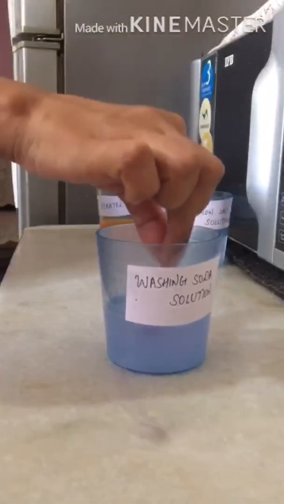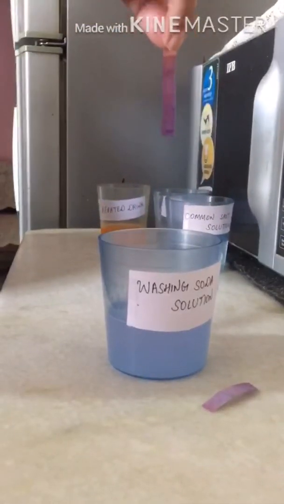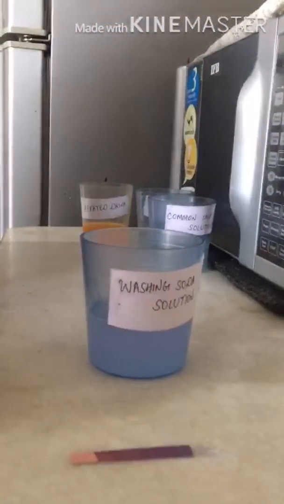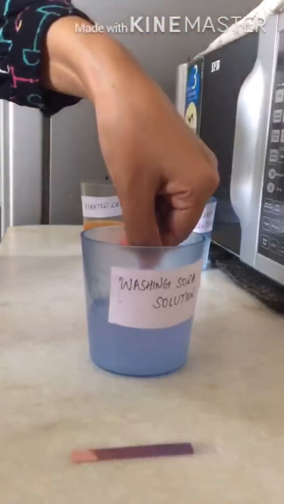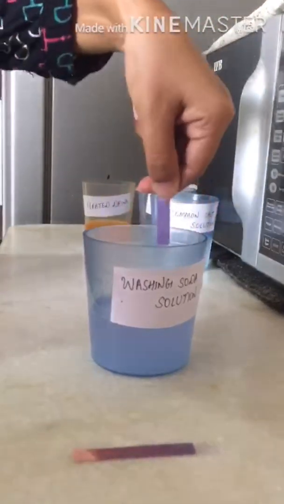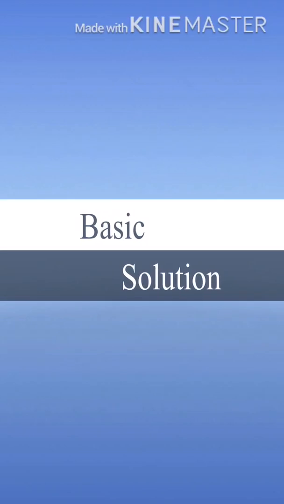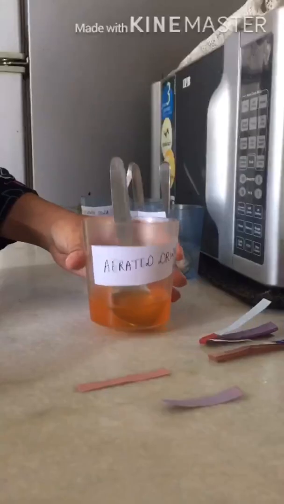Now we are taking washing soda solution, red litmus paper strip and blue litmus paper strip. Firstly, we dip a red litmus paper strip into the washing soda solution, and we observe that the color of red litmus paper changes to blue. Now we dip a blue litmus paper strip into the washing soda solution, and here we observe that there is no change in color of blue litmus paper. So from here we conclude that it is a basic solution, because basic solution turns red litmus paper into blue.